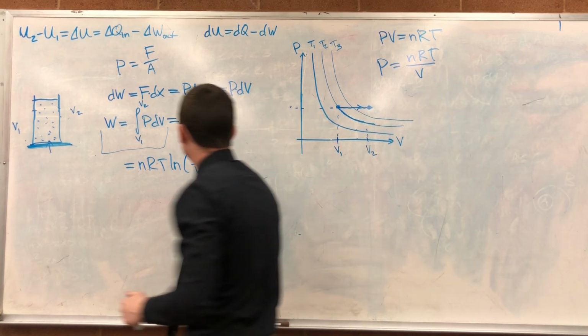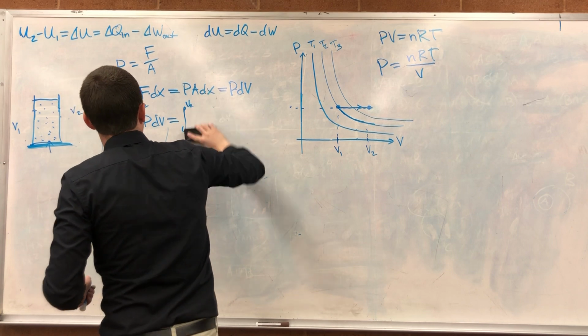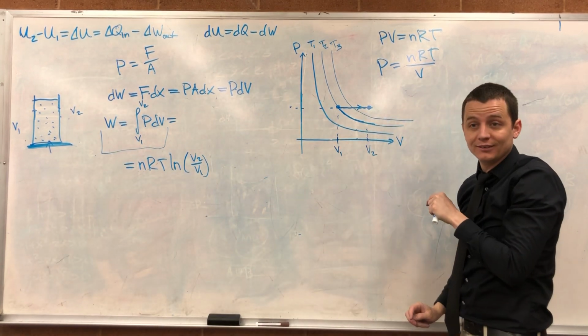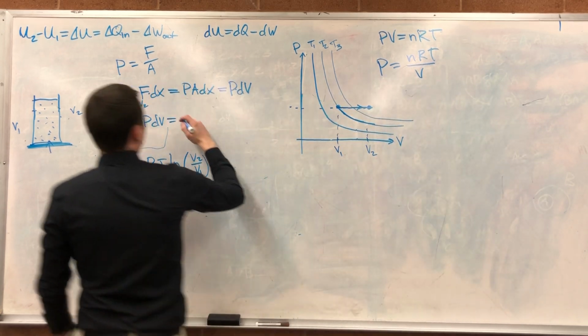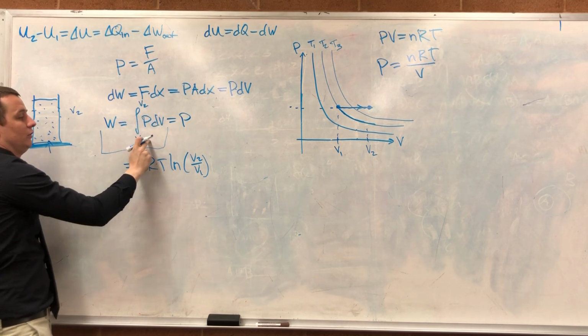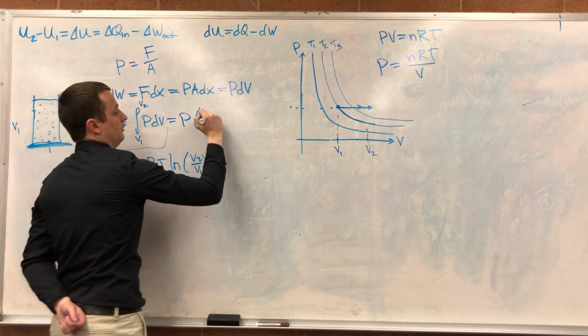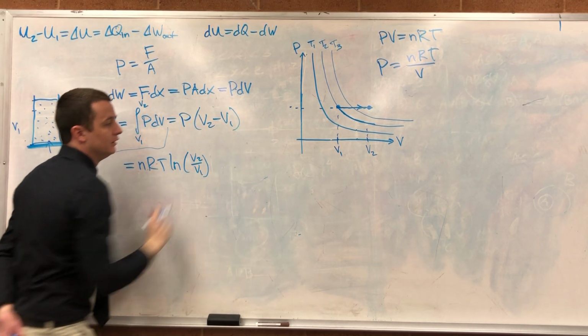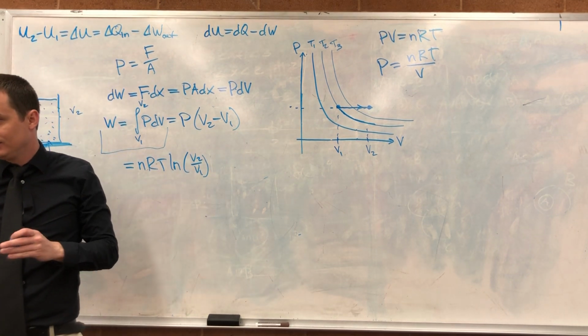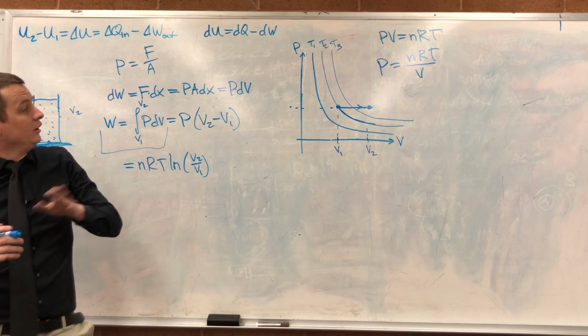So now in this special case, P is constant. Our pressure is now constant. So just pull out the P, and you get P times the integral of dV, which is just V from V1 to V2, so V2 minus V1. It's just a rectangle. Doesn't get simpler than that.